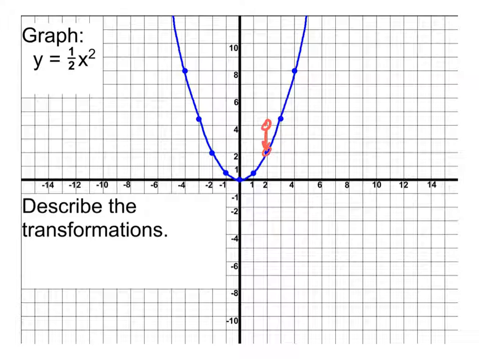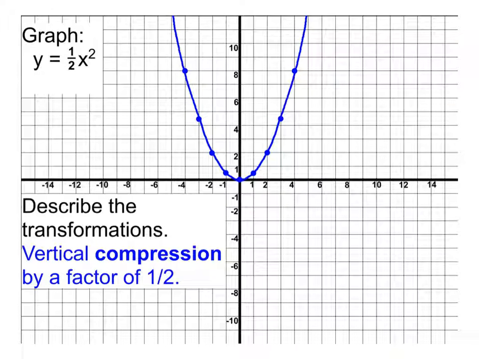And, you know, for some reason, a vertical squish by a factor of a half just doesn't sound technical enough. So, how else could we describe something that's being squished down? Well, we can describe it as being compressed. So this would be described as a vertical compression by a factor of 1/2.